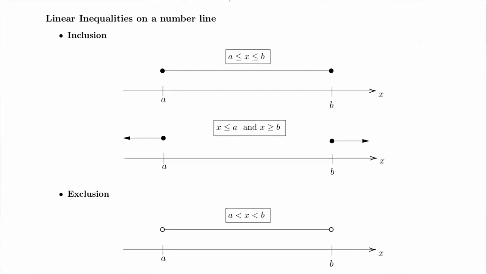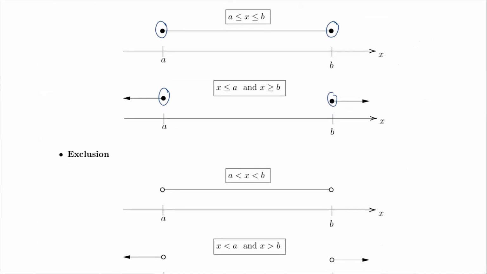So when you see solid circles like this, these are inclusions, meaning we include the point. Hollow circles are exclusions, we exclude the points. So you can see the difference in the inequality sign. So please remember this. Let's talk about something more controversial.